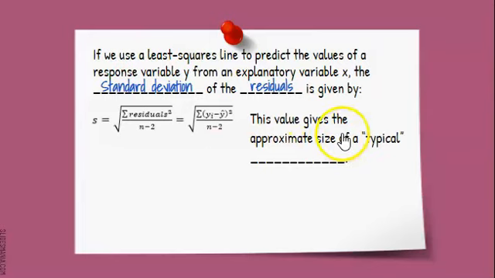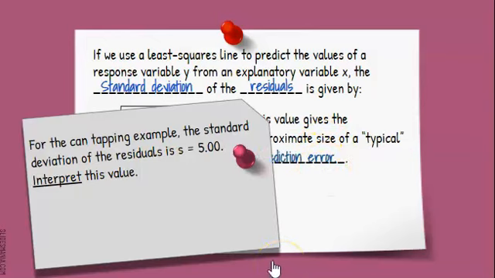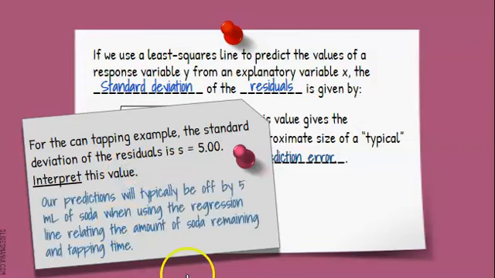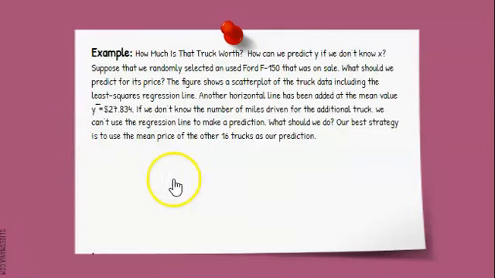This value gives us the approximate size of a typical prediction error. So from the can tapping example, the standard deviation of the residuals was s equals 5. So we interpret this value. We'd say our predictions will typically be off by 5 milliliters of soda when we use the regression line relating the amount of soda remaining and the tapping time. So structurally, your predictions will typically be off by whatever, in context, when using the regression line relating, and then you make sure you define the two variables.